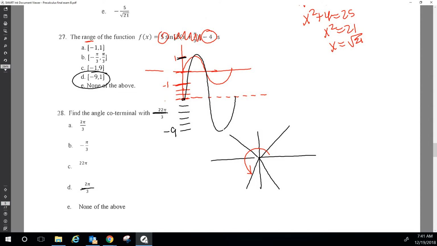And so then the one that is coterminal with on our unit circle would be pi over 3, 2 pi over 3, 3 pi over 3, 4 pi over 3. So just kidding.